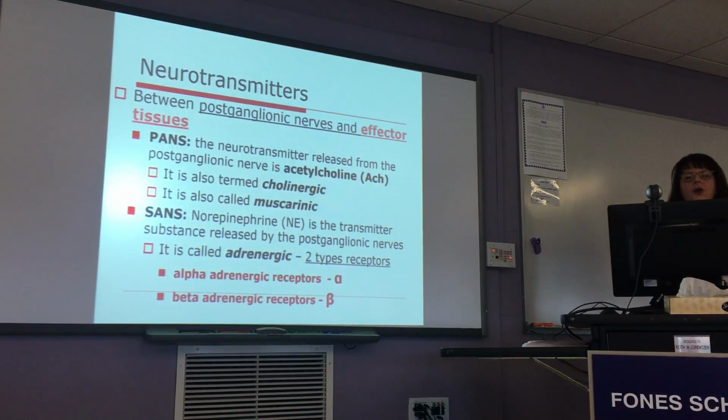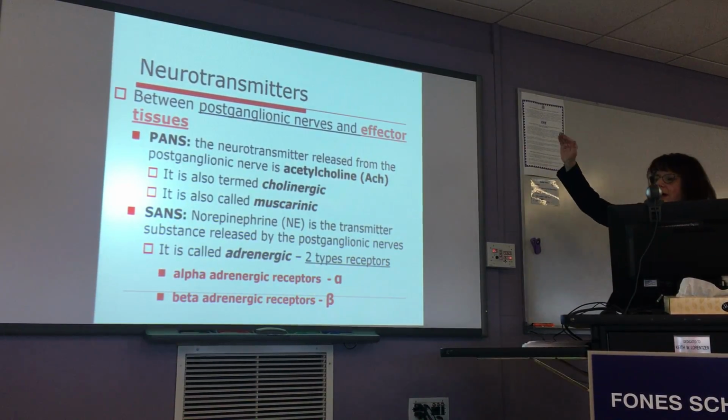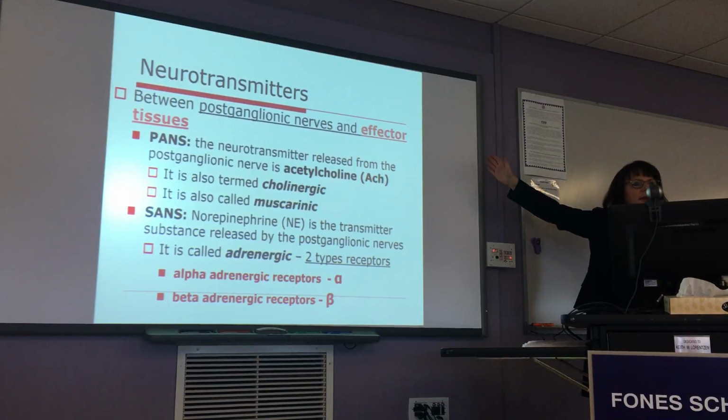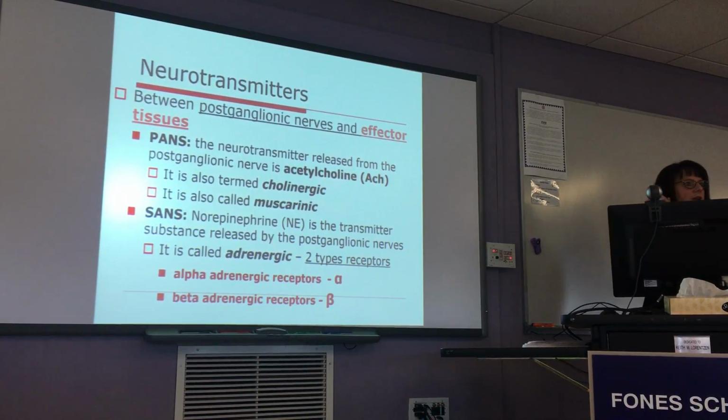And at this point, it's also called muscarinic. And I'll tell you why we need to know this stuff, okay? So in the PANS, acetylcholine at the postganglionic to the effector tissue, cholinergic, muscarinic.